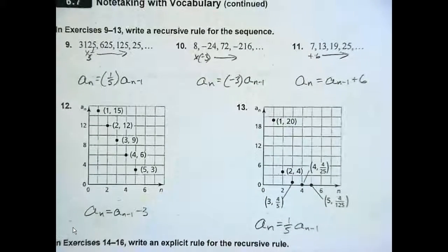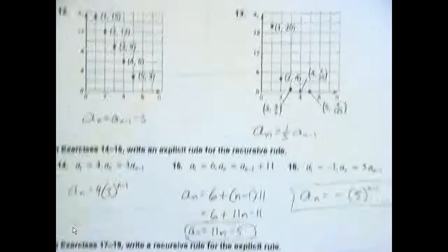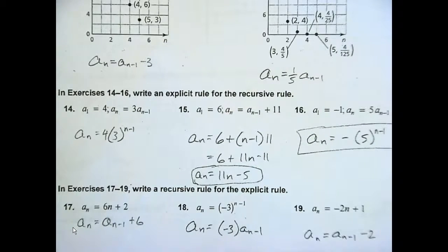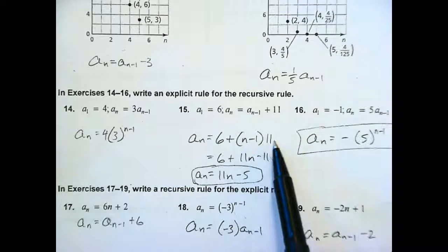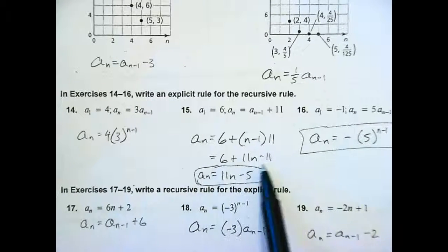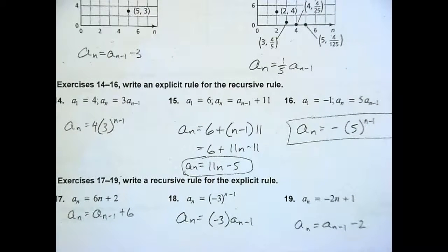Any questions on those? 14, a sub n is equal to 4 times 3 to the n minus 1 power. Number 15, a sub n is equal to 11n minus 5. If you left it in this format right here, make sure you multiply it in. Multiply that in, 11 times -1, 11 times n. And then combine your -11 and 6 to get that -5. So if you didn't do that, make a note to yourself.